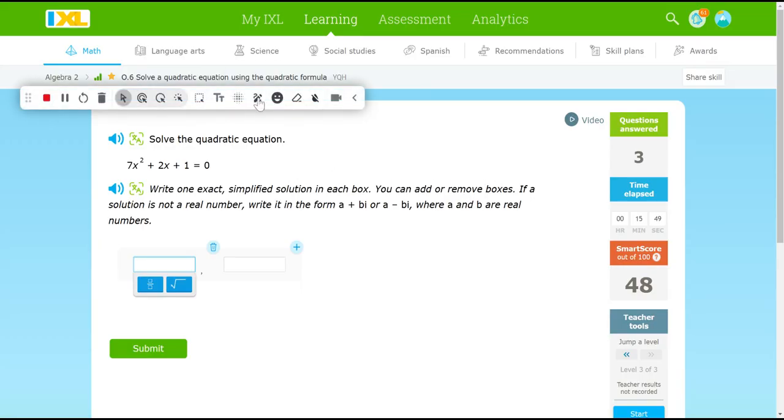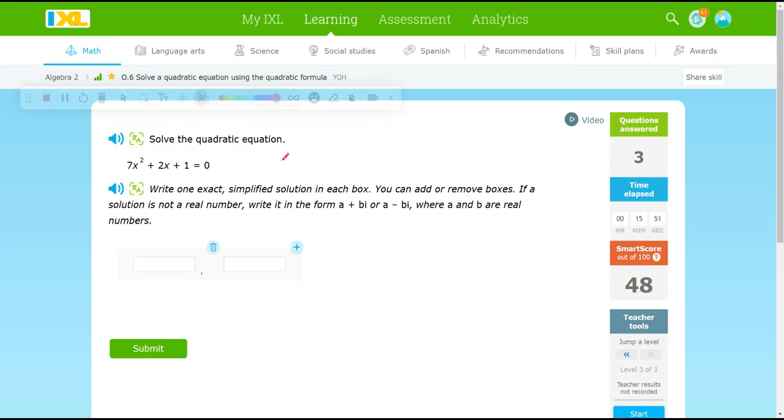Okay. So we repeat the same 3 steps. Step number 1, identify A, B, and C. Okay. So A again is the value in front of x squared, so that's a 7. B is the value in front of x, that's a 2. And then C, the value that is a constant number, that's a number 1. Okay, so step 1 is done.